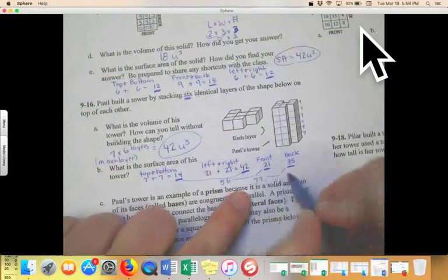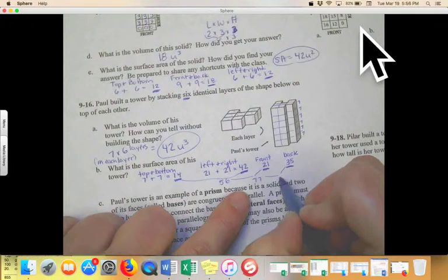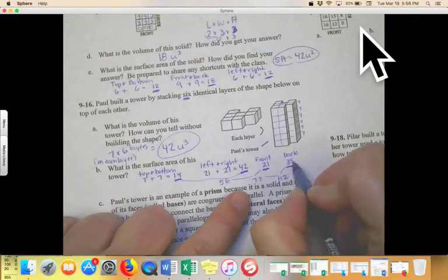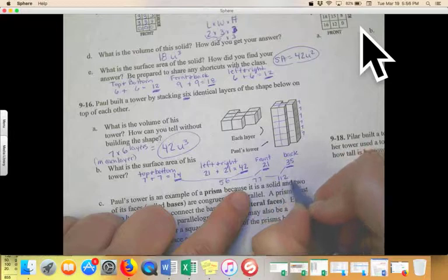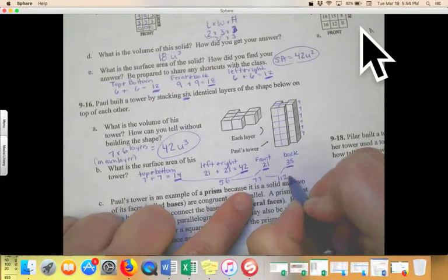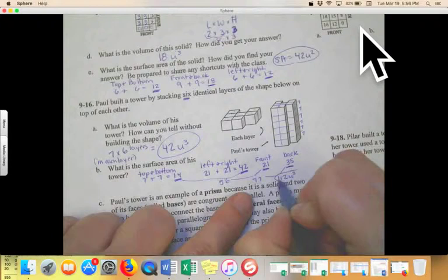And then 77 plus 35 is, what, 112, I believe? 7 and 5 is 12. Carry the 1. Yep. Okay, so for the surface area, we have 112 square units.